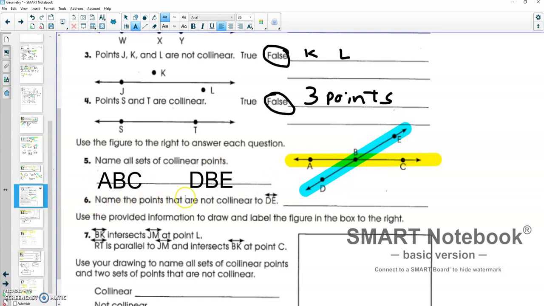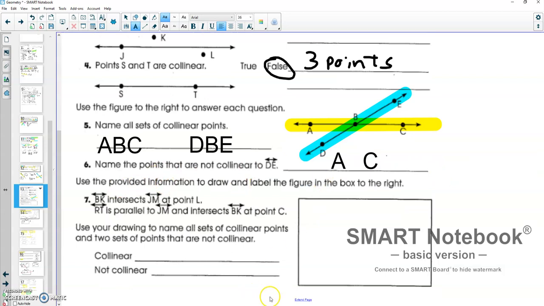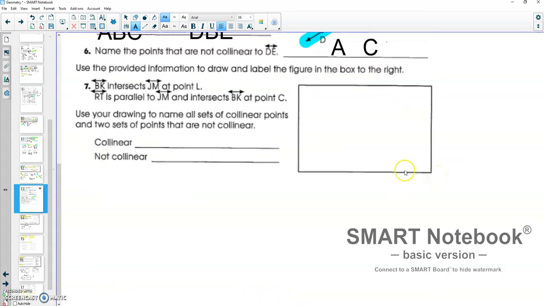Name the points that are not collinear to DE. So I already highlighted DE in blue. Collinear means it's on this blue line. If it's not collinear, it's not on this blue line. So what are the 2 points that are not on the blue line? Your answer should be A and C. They're on the yellow line. Okay. This one was another tricky one.